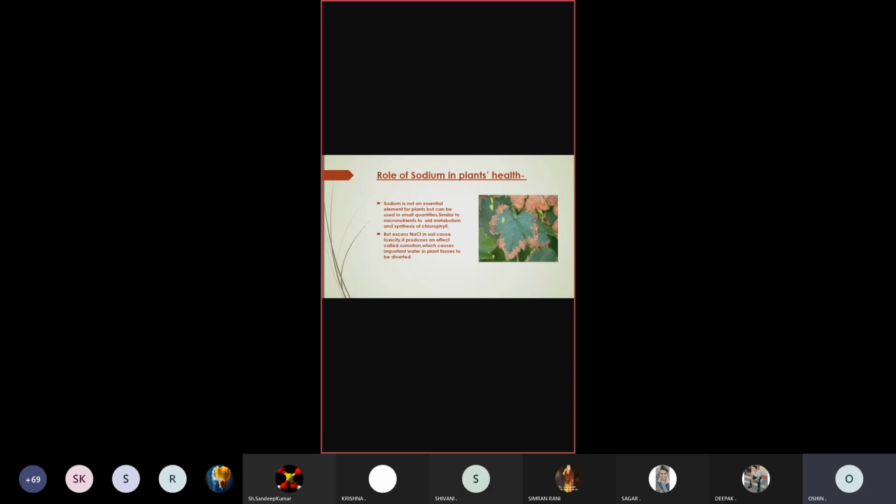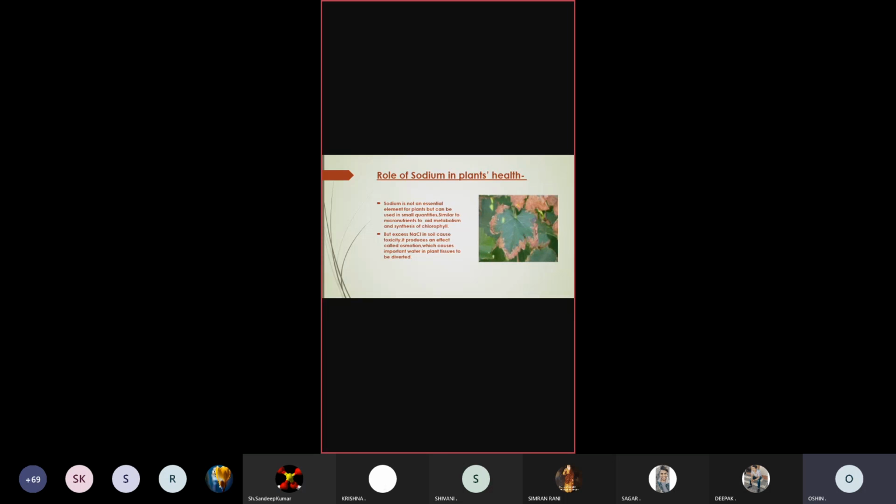Excess of sodium might lead to sodium toxicity in the bodies of the plants, and it produces an effect which is named osmotion. Osmotion is a process in which the important water in the plant bodies is diverted. It does not reach its proper location, due to which you can see in the image that the plant gets somewhat rough leaves.